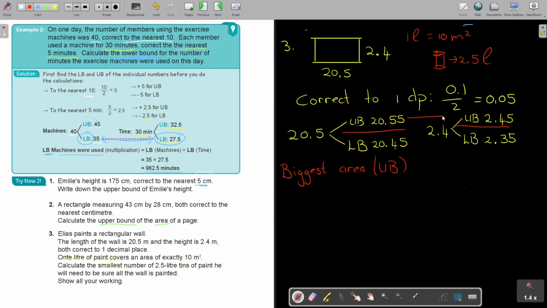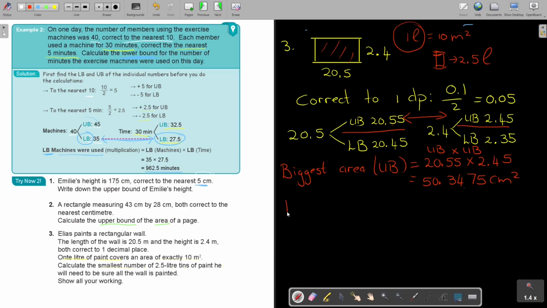And remember what we say, it's parallel. So it's going to be upper times upper. So it's 20.55 multiply 2.45. Okay, now if I multiply that, I will get 50.3475. That is the biggest possible area of this rectangle. Okay, now I can start by saying, I want to see how many liters I need.